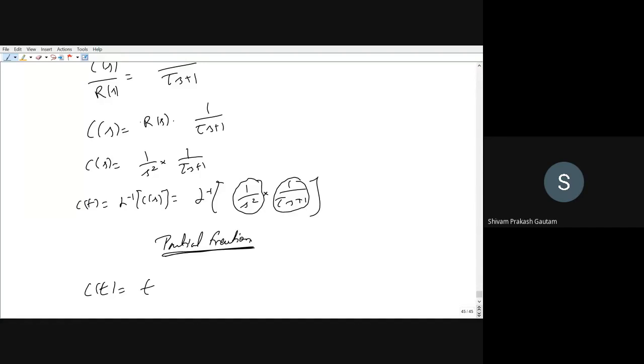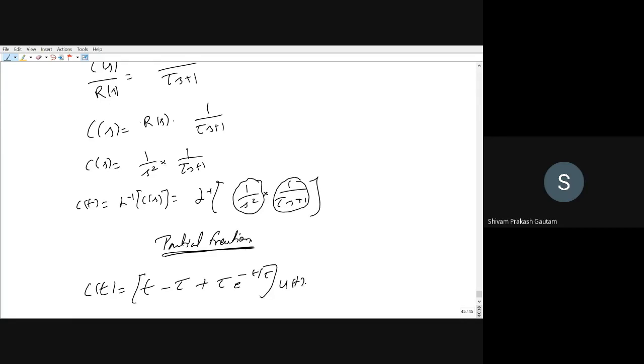You calculate its partial fraction. All these things are in the notes. You calculate its transformation and calculate. The answer is t minus tau plus tau e to the power minus t by tau. This is the response into u of t.